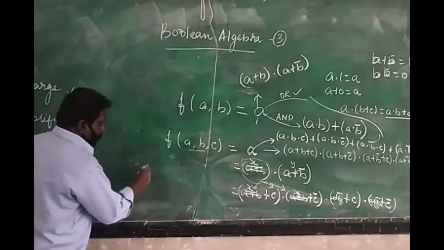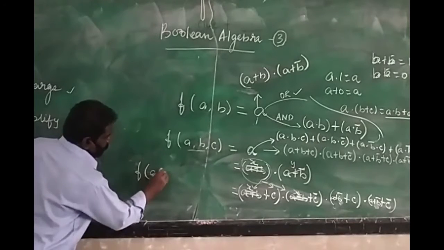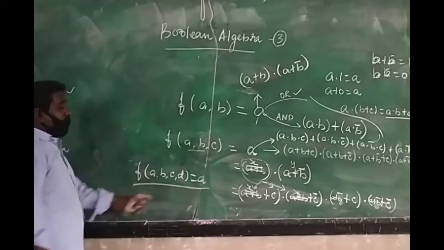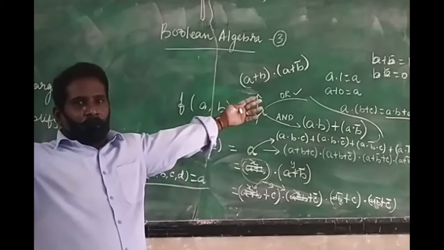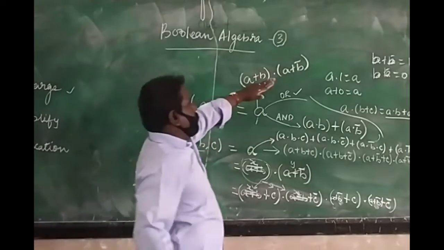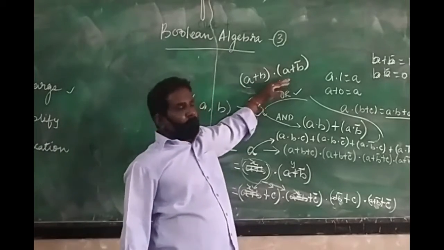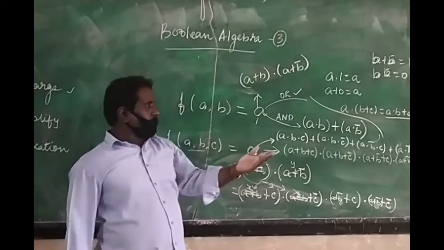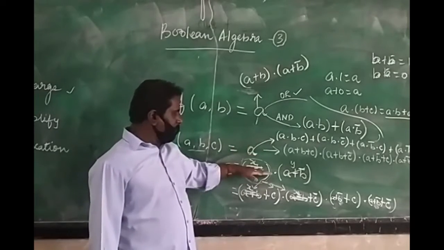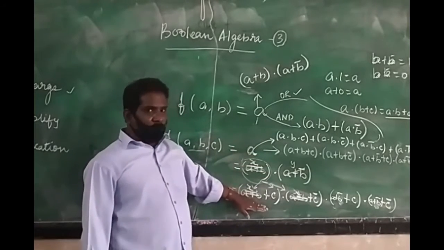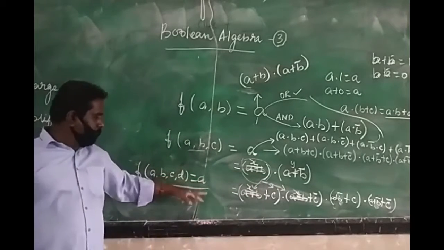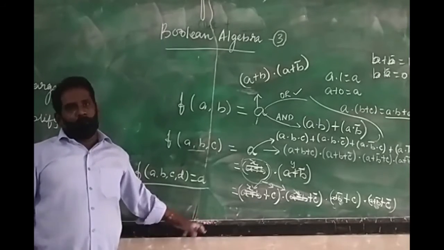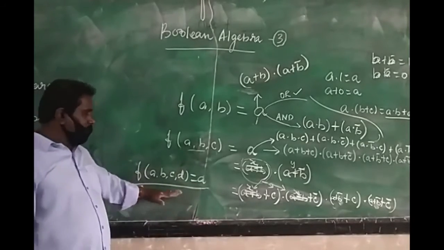Similarly, you try at home: F of a, b, c, d is equal to a. How can I enlarge it with four variables? Very simple. If you remember, this is the basic fundamental. How are we able to convert one variable into two variables? The same logic we use to convert one variable into two variables, then two variables into three variables, then three variables into four variables. Like this you have to do it. So you work on this one.